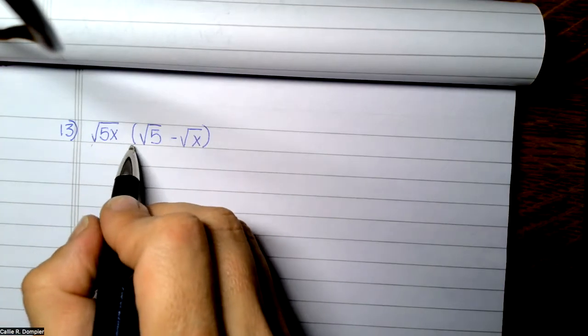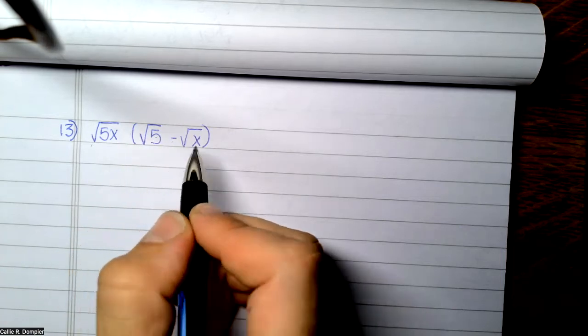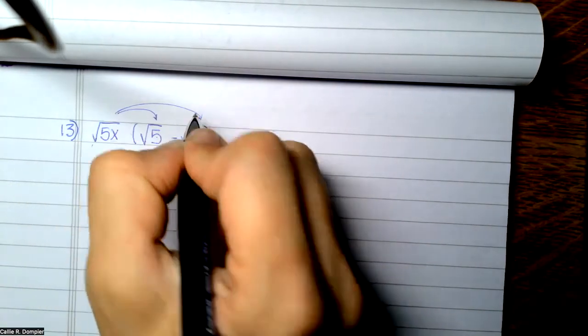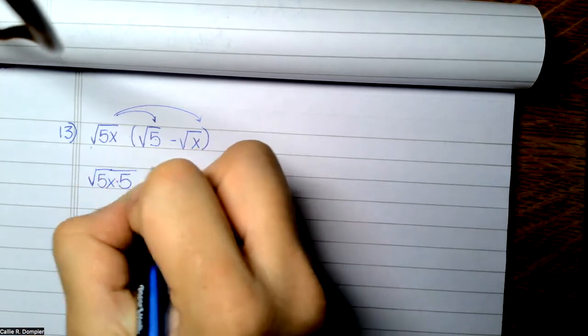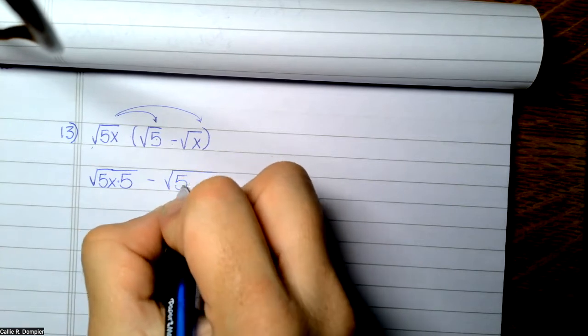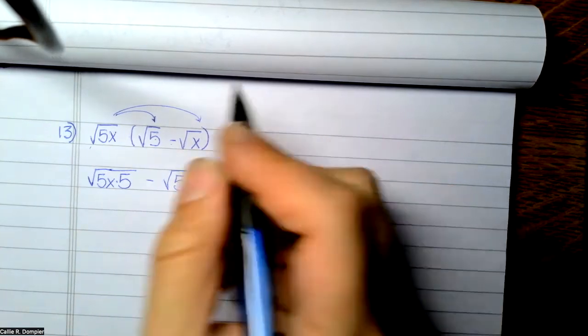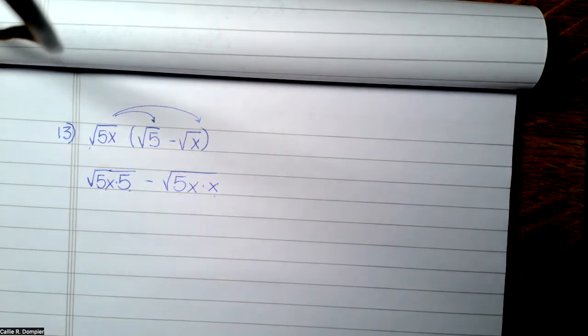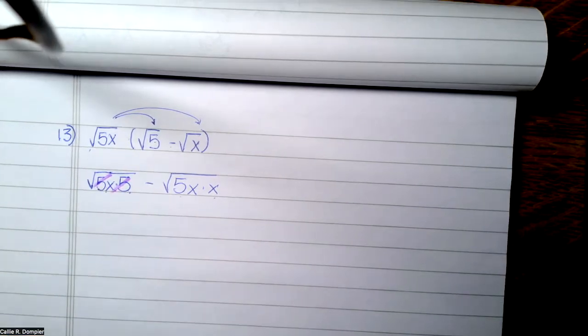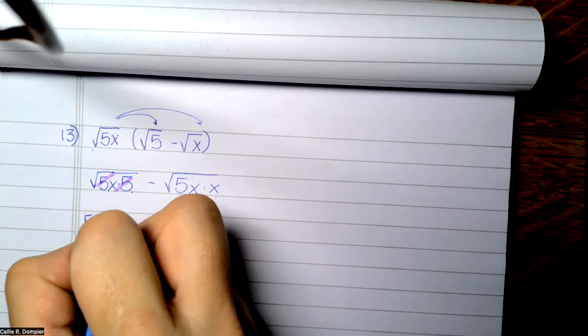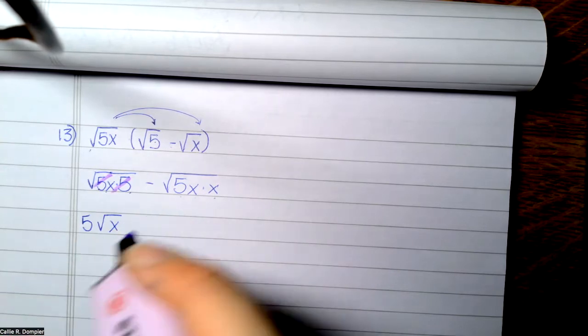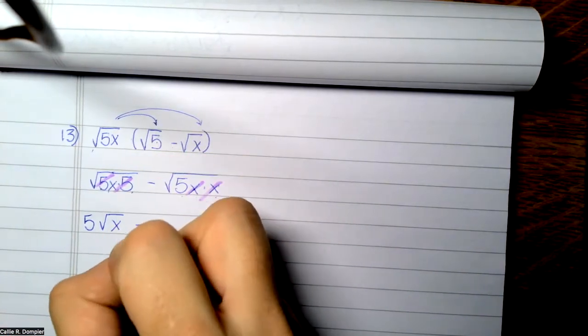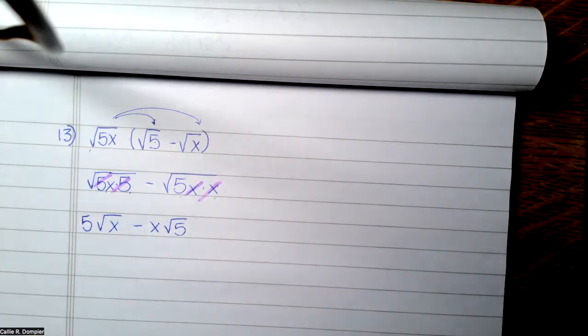13 is the square root of 5x times the square root of 5 minus the square root of x. So we're just going to take that square root of 5x and distribute it. So the square root of 5x times 5, minus the square root of 5x times x. So basically we're saying 5 times x times 5, 5 times x times x. Okay, we're still looking for pairs. So this has a pair of 5s. So the 5s come out and we're left with the square root of x. Here we have a pair of x's. So the x's come out and we're left with the square root of 5.